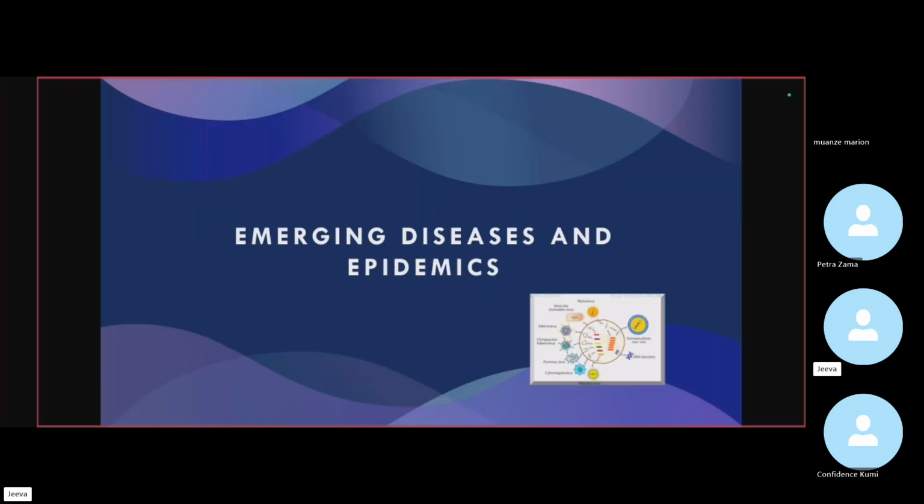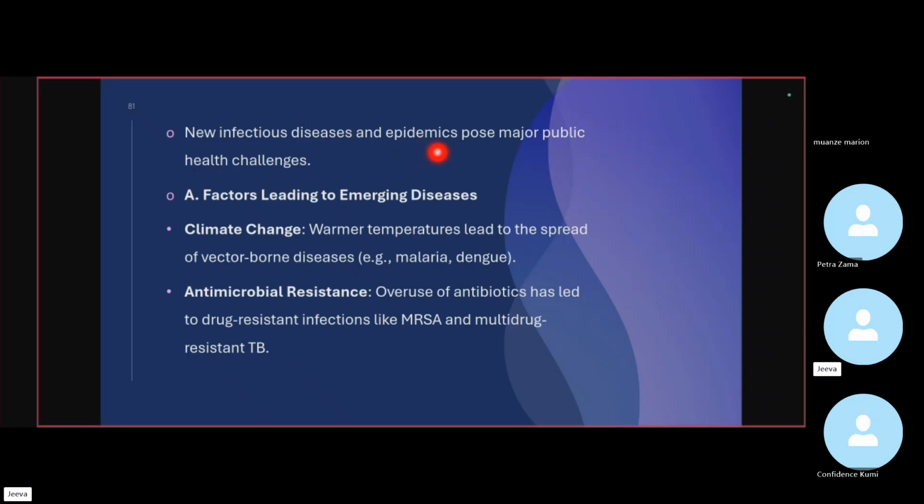Next, what are the emerging diseases and epidemics? New infections, diseases and epidemics cause major public health challenges. One thing you see is the factors which can lead to emerging diseases, like climate change. Warmer temperatures can lead to a spread of vector-borne diseases like malaria and dengue.